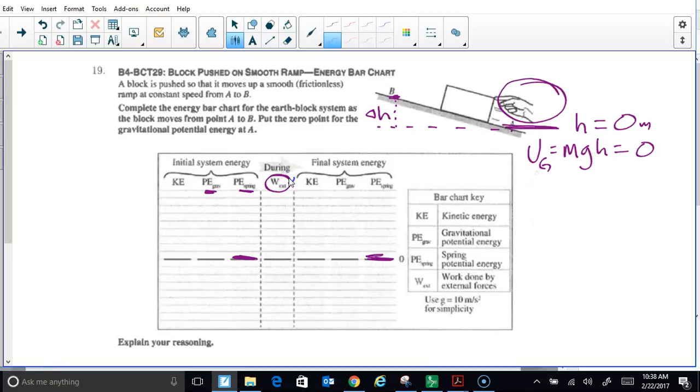We are pushing it up, let's see. They're pushing it up at constant speed. What does that tell us? That tells us that whatever the kinetic energy is at the start, and I really don't have any way of knowing, but it has some kinetic energy, I'll just pick an amount. How much? 3 bars. How much will it have at the end? Well, it'll have to have 3 bars because the speed is constant.